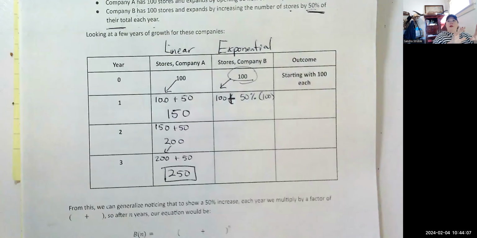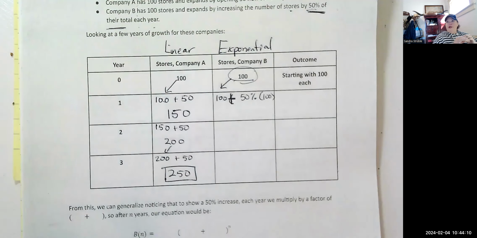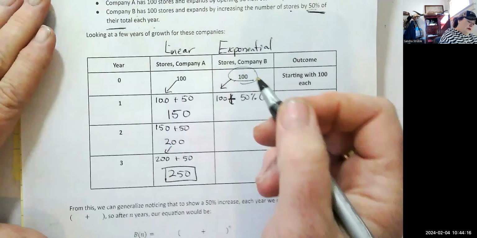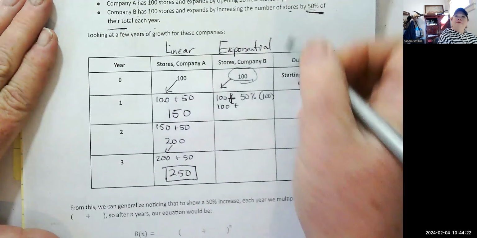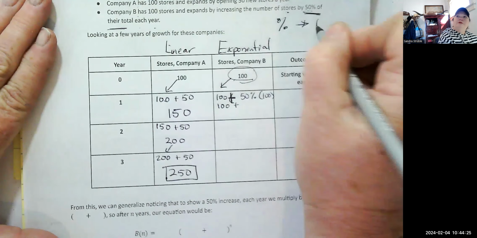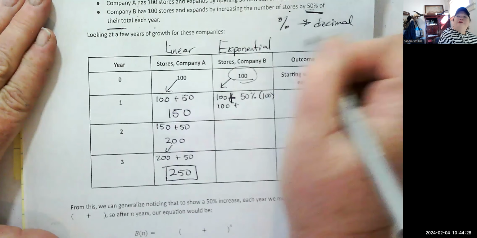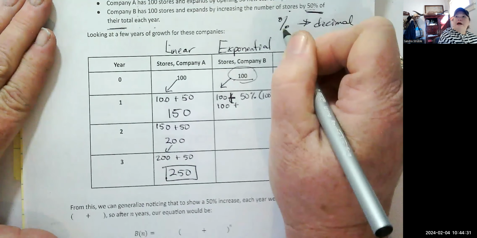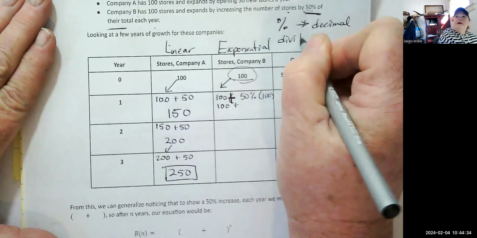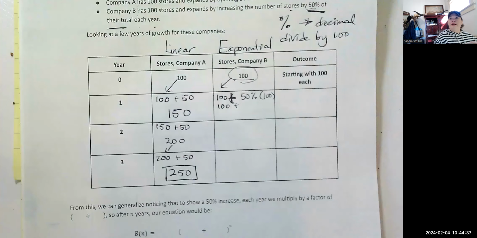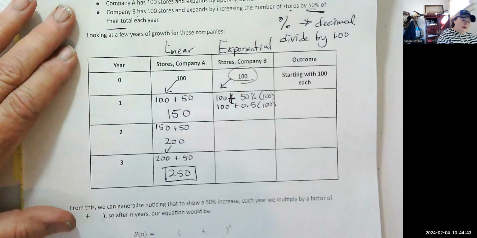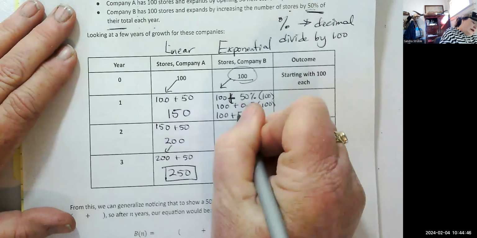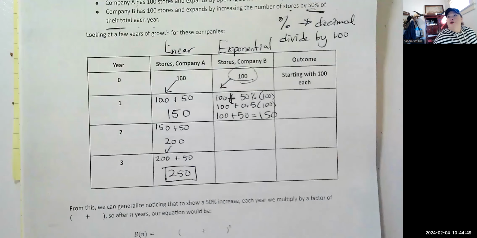All right, we can't just willy-nilly multiply by a percentage. We have to change that to a decimal so that we can actually multiply it and use it in this formula. So 100 plus, when you change from a percent to a decimal, you have to divide that percent by 100. So divide by 100, and you get rid of the percent. So it becomes 0.5 times 100, which is 50. 100 plus 50 is 150 stores after year 1.